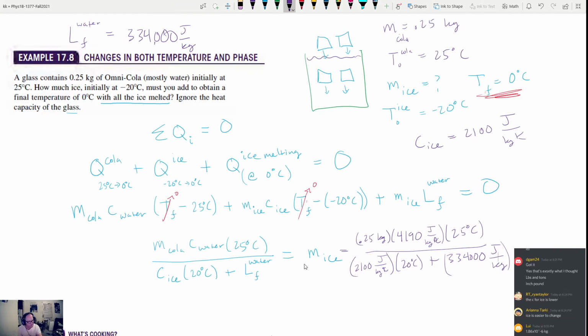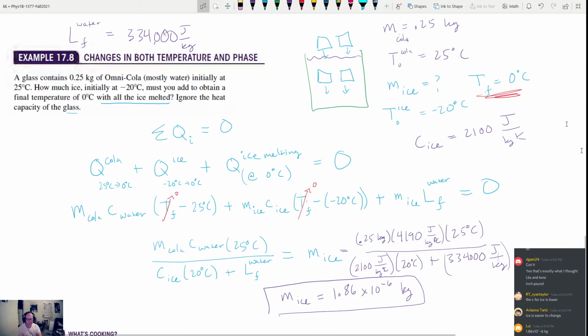What do you get to calculate that? You got 1.86 times 10 to the negative 6 kilograms. Okay, thank you. Ice is 1.86 times 10 to the negative 6 kilograms. Can I get someone else to verify they get the same thing before we move on to the next problem? You did that one pretty fast. Has anyone else got the same thing? I can do it real quick.